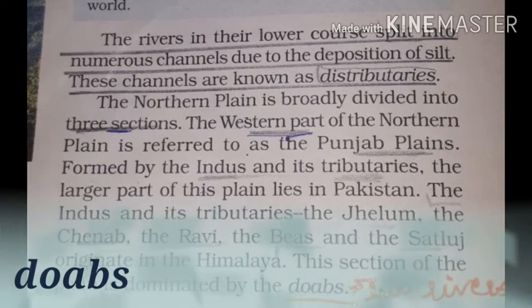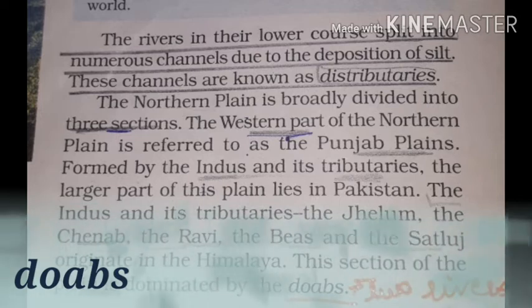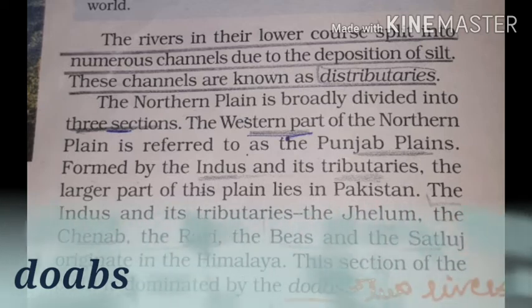When we see the northern plain, we divide it into three parts. The west part of the northern plain is referred to as the Punjab plain, formed by the Indus and its tributaries. The large part of this plain lies now in Pakistan. The Indus and its tributaries, the Jhelum, the Chenab, the Ravi, the Beas, and the Satluj, originate in the Himalaya. These rivers are from the Himalayas.